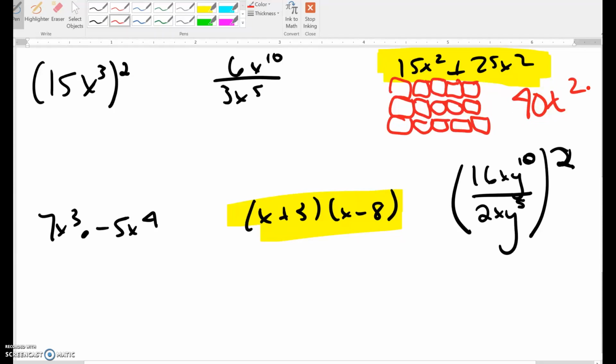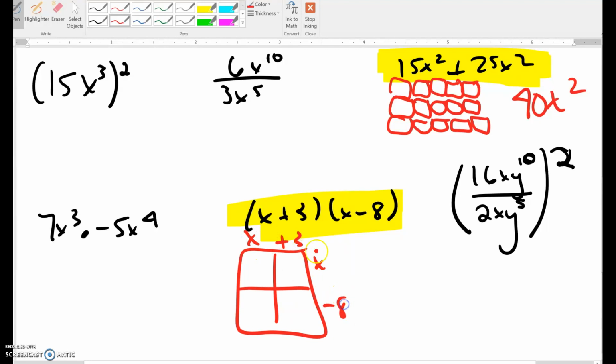So you have 40x squared, or cats and cats make more cats. This one also, see how there's adding and subtracting there? But there's also multiply. So this is where you're either going to do the distributive property twice or the box. So x times x, exponents change when you multiply. 3x, negative 8x, and what? Negative 24. And then you can collect like terms here.